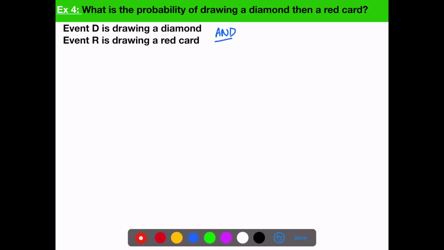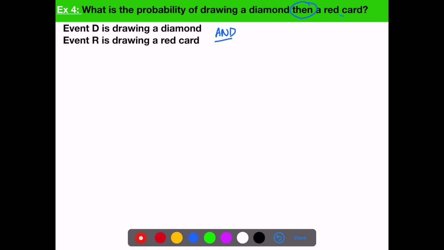Okay, so since it's an and, we're going to be using the product rule. There's only one way for it to occur, because I've put this "then", it can't change the order in which it can occur. This would be a little bit more of a complicated question if I didn't put that "then" there. If I just said pick a diamond and a red card, there'd be a little bit more going on. So if you want to challenge yourself, you can try that question a little bit later.